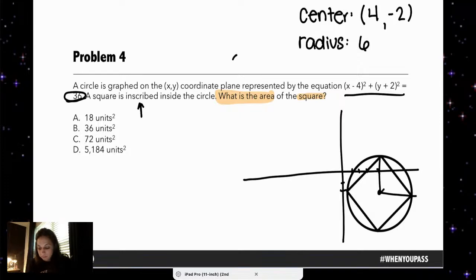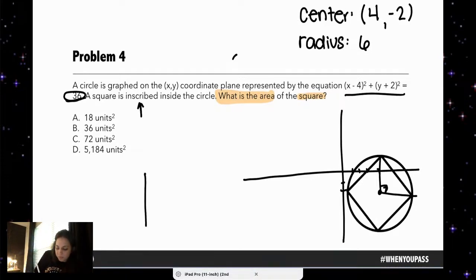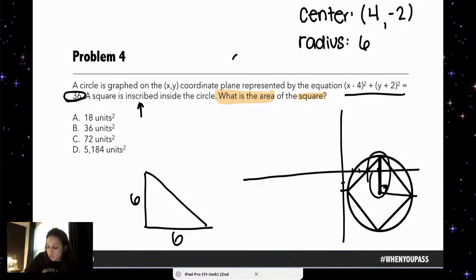Radius goes like that. But I don't know what the distance of my side is. But I do know that this just created a right triangle. And I know that this is 6 and this is 6 because this right here is the radius of the circle. And this right here is also the radius of the circle.